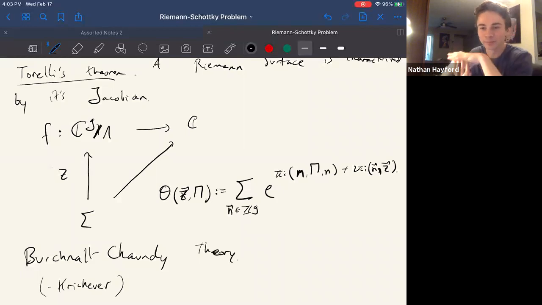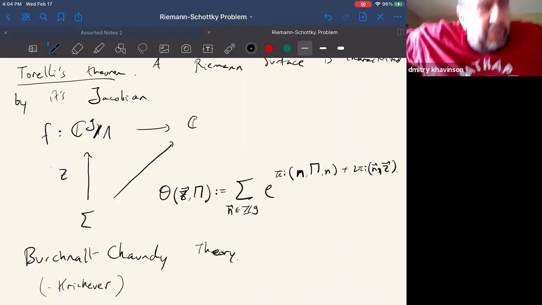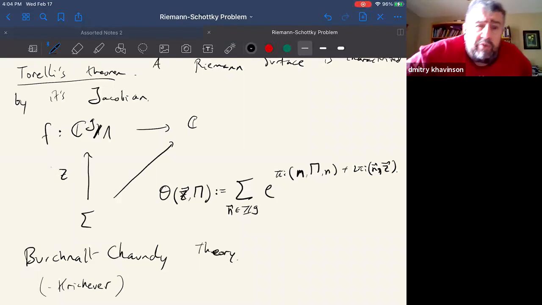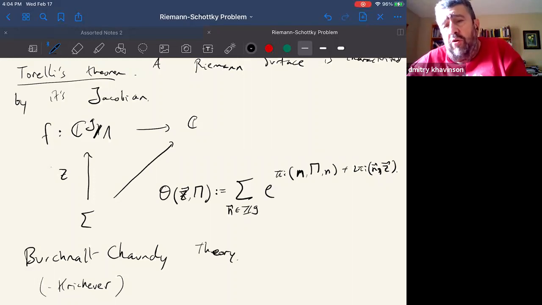But yeah, so any other questions? One comment is to show how difficult this problem is. There are plenty of matrices which are not period matrices, because period matrices satisfy very non-trivial relations called Riemann bilinear relations.